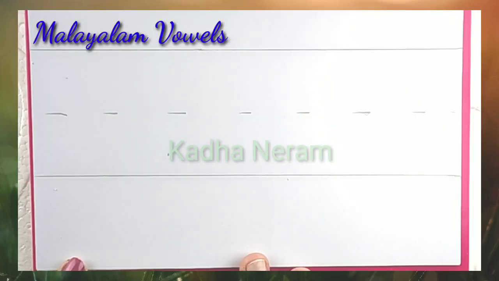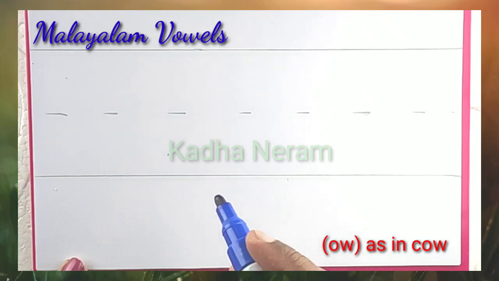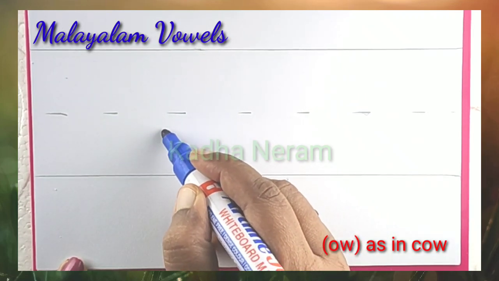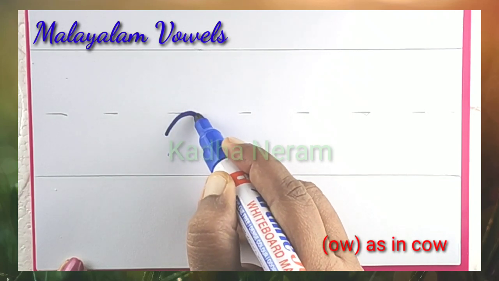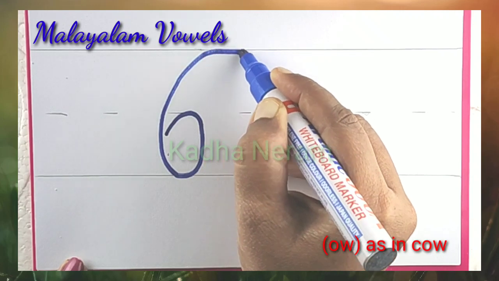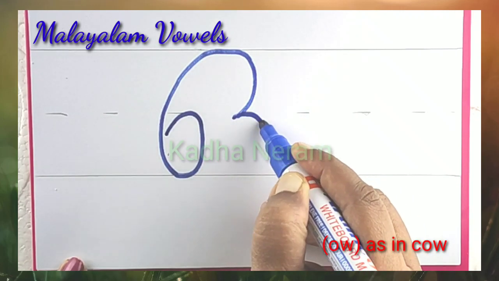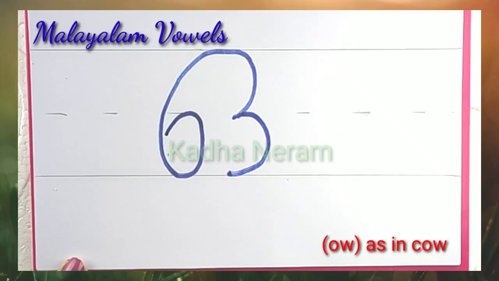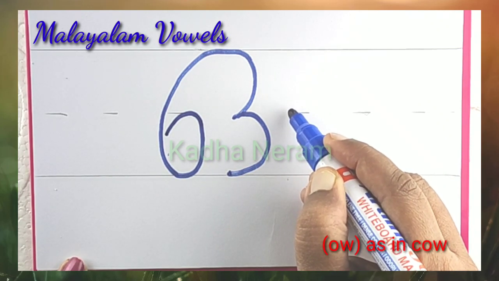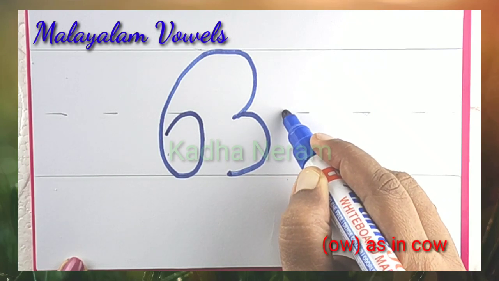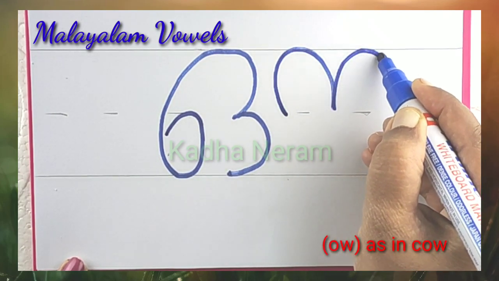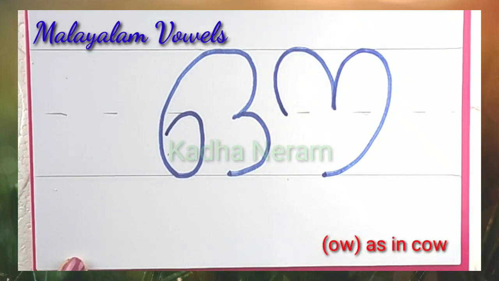The next vowel is Au. To write Au also, we will write O first. So how you write O? Like this, you go up, come down here, and you remember we wrote for U and E the letter, so the same thing we will write here. Like this, Au.